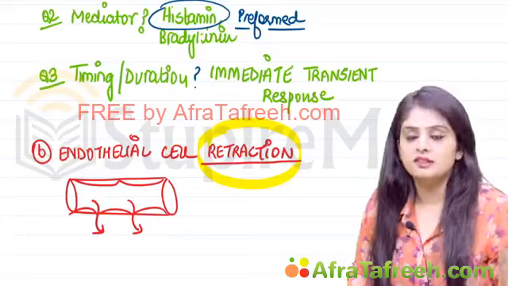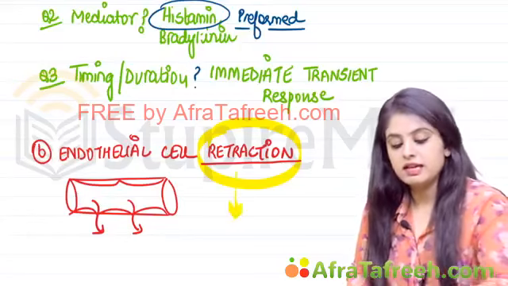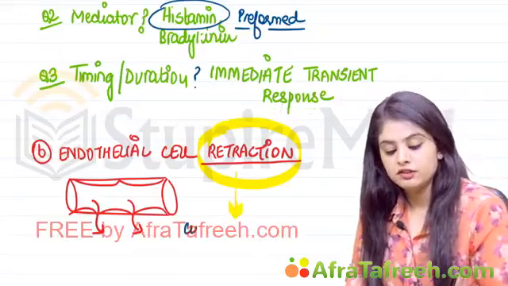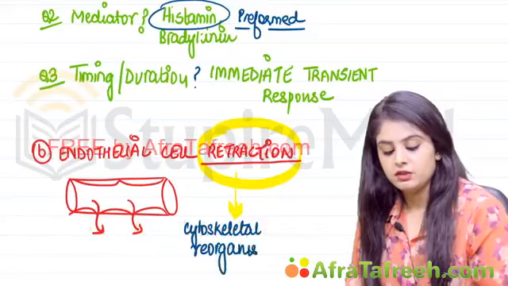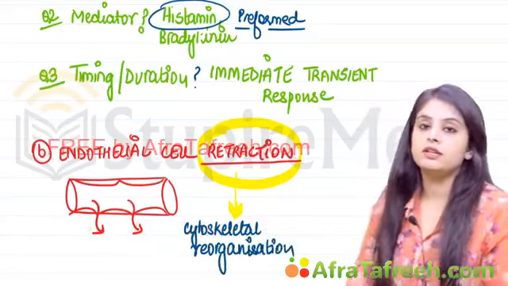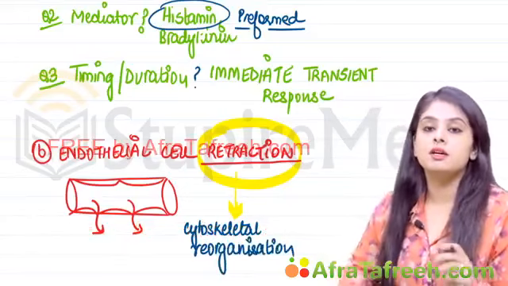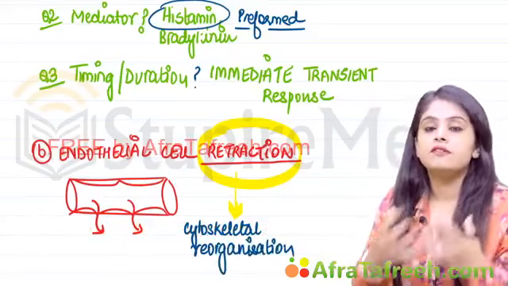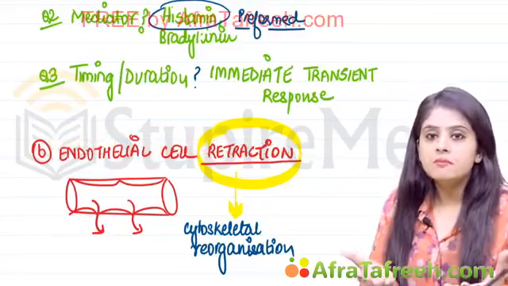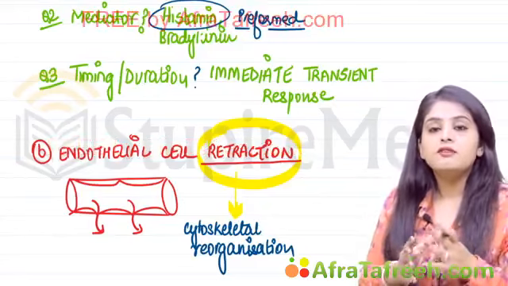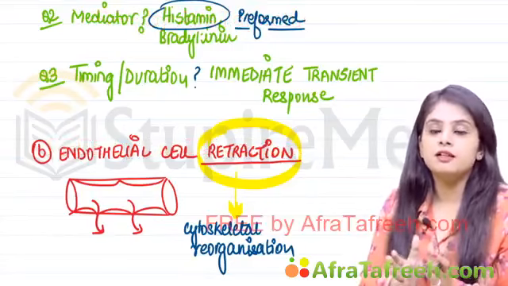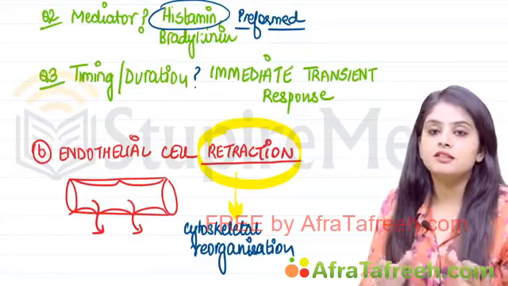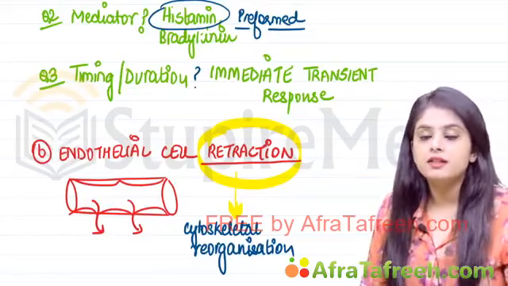Contraction was because of histamine. Retraction, on the other hand, is because of cytoskeletal reorganization. Now students, please remember, the cytoskeleton of every cell in our body has a certain framework. If you want to change the cytoskeleton, or the framework of a particular cell, it is not going to happen within seconds. It is going to take time, right?